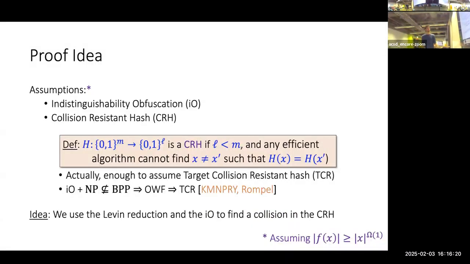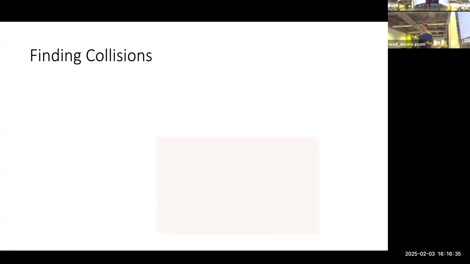And the idea of the proof is to use the Levin reduction together with the IO in order to find a collision in the collision-resistant hash function, so to break the security of the collision-resistant hash. So let me show you how we do it. This is going to be pretty simple.